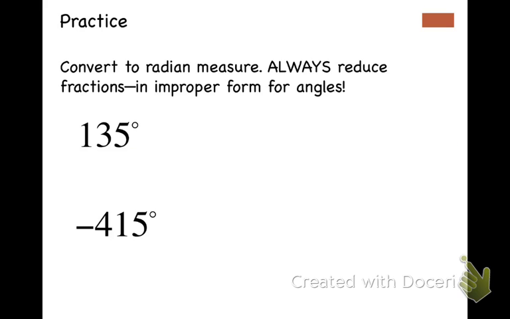All right, go ahead and do the negative 115. Nothing changes. You're still going to multiply by pi over 180. It just means that if your angle is negative in degrees, it will also be negative in radians. So go ahead and do that, and we'll check our answers in just a minute.